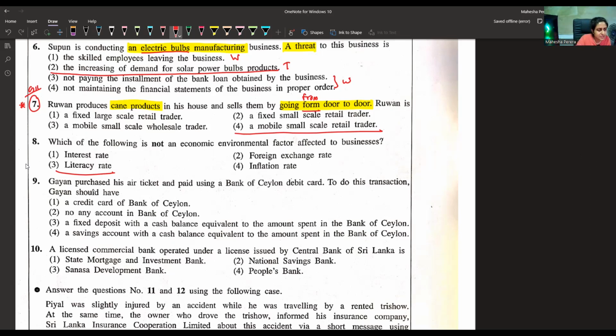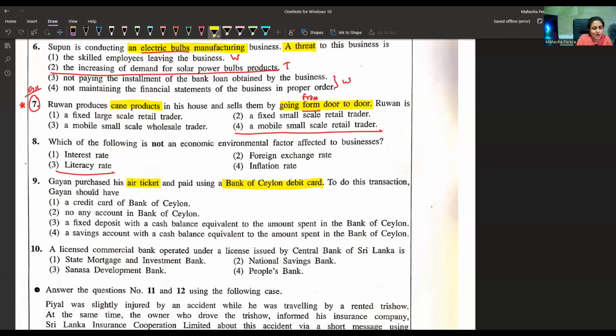Go to the 9th one. Gayan purchased his air ticket, paid using Bank of Ceylon debit card. Again a grade 11 topic. To do this transaction, Gayan should have.